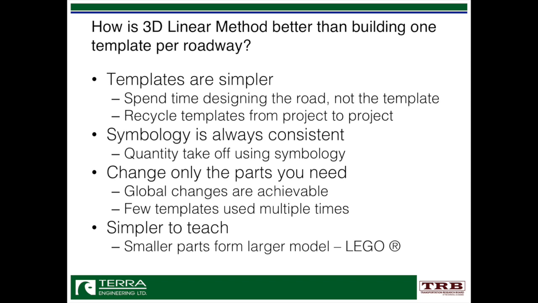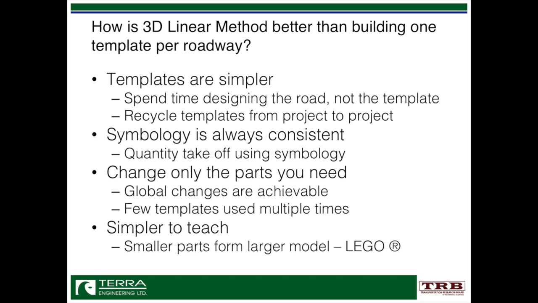You change only the parts that you need. Most of the time, the lanes are going to be the same, but what changes is the end conditions and the ditches. They're the ones that are variable. You put the effort into that, and for example, global change can now happen more effectively because you're using that same template a few hundred times.